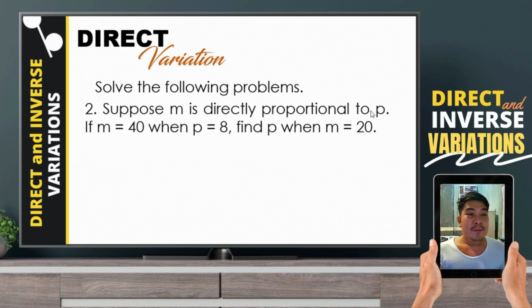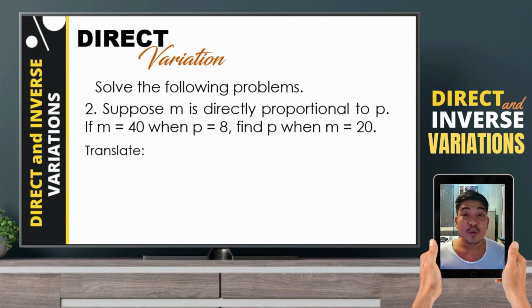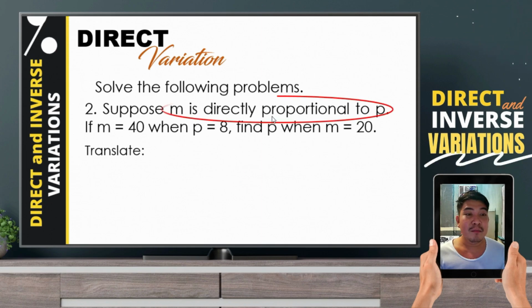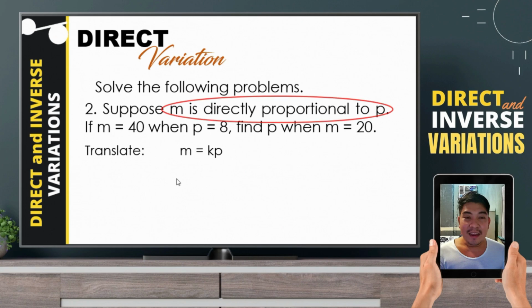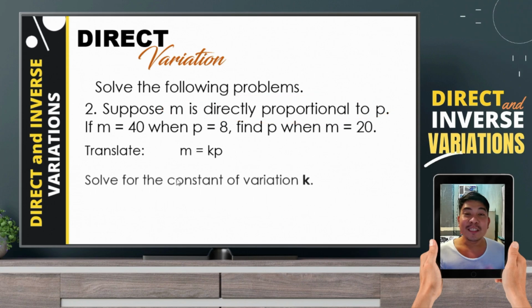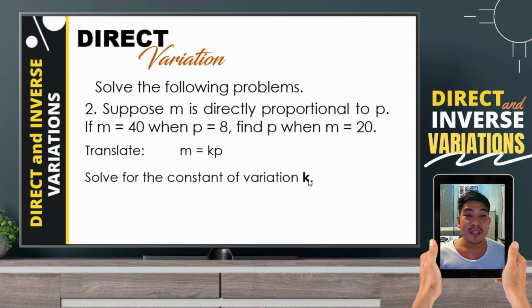Suppose m is directly proportional to p. If m is equal to 40 when p is equal to 8, find p when m is 20. So the first thing that we should do, translate. Translate the variation statement given by m is directly proportional to p. And that will be m is equal to k times p. Then, we need to solve for the constant of variation k.